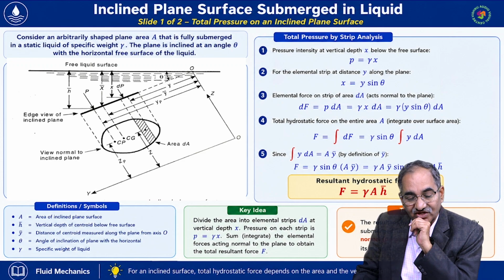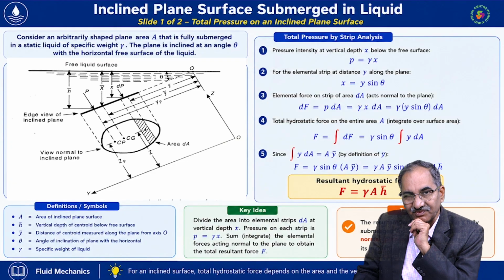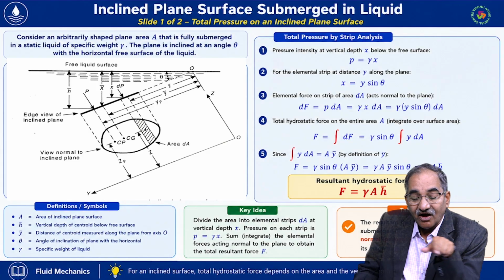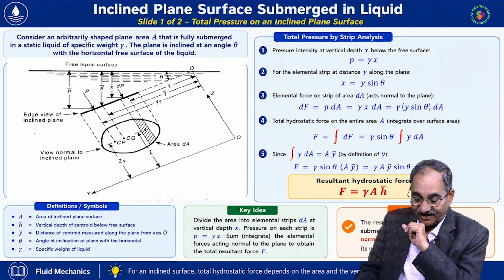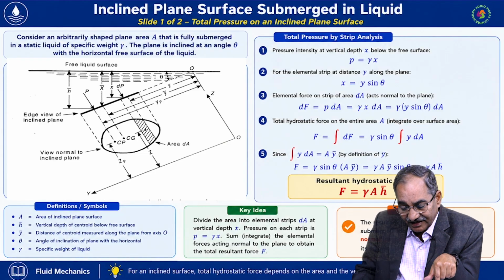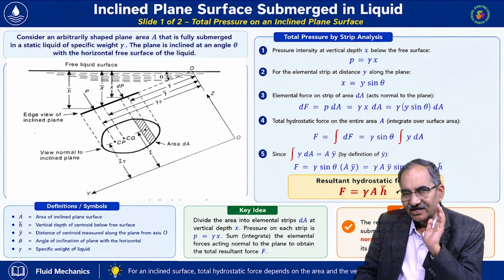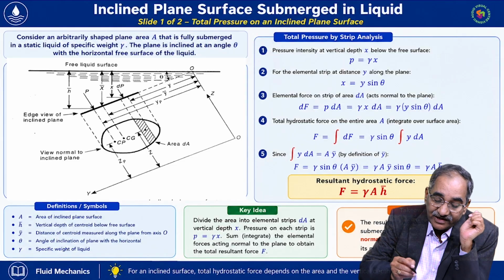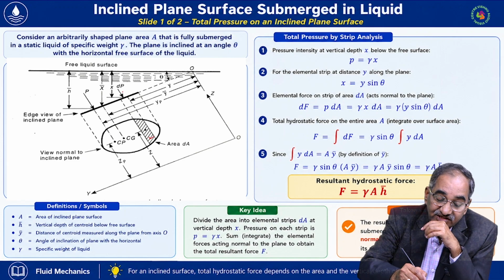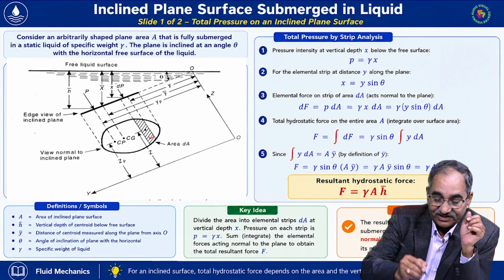Consider an arbitrarily shaped plane area A that is fully submerged in a static liquid of specific weight gamma. The plane is inclined at an angle of theta with the horizontal free surface of the liquid. The principle is the same. Divide the area into small elemental strips of area dA. One strip here, this dA, is at a distance of, for example, x from the free surface.